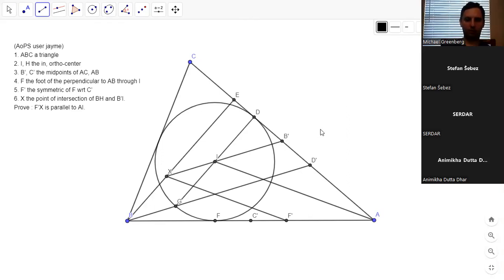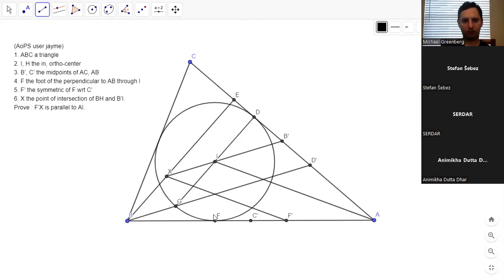Yeah, this is parallel to this. Then yeah, this is a parallelogram. It's enough to prove that. Sorry, I forgot it. Wait a minute. It's enough to prove that angle EXF prime equals angle FDA. EXF prime equals FDA.